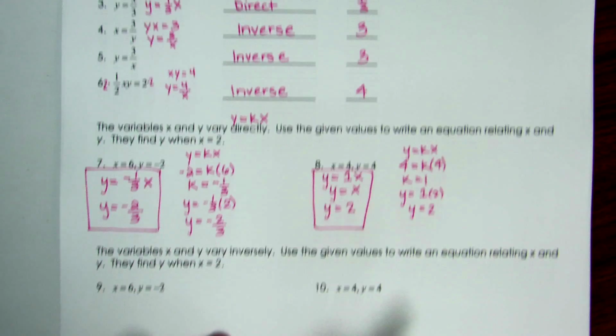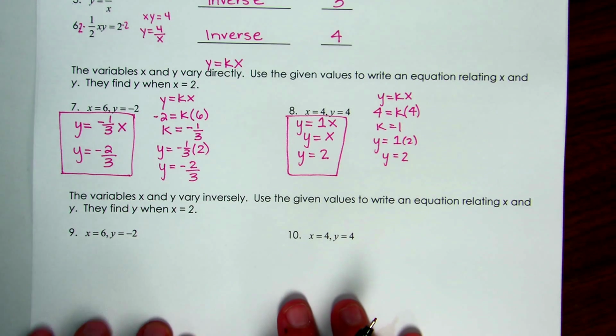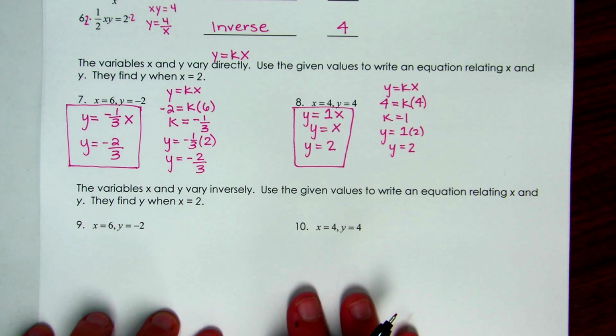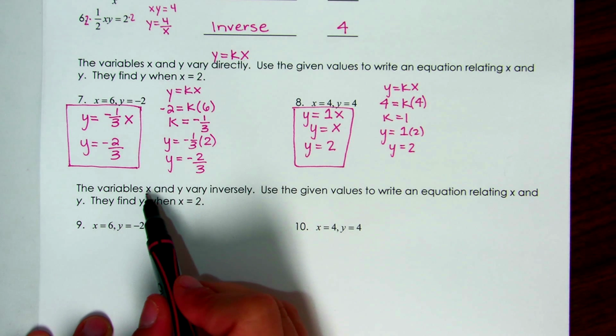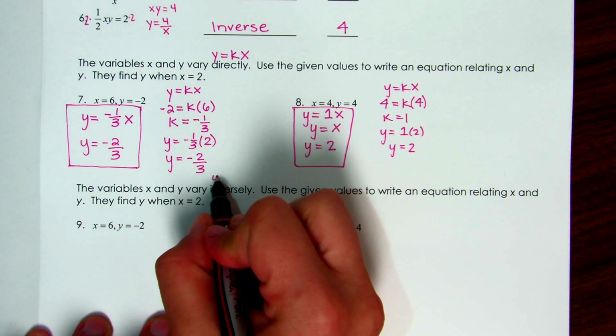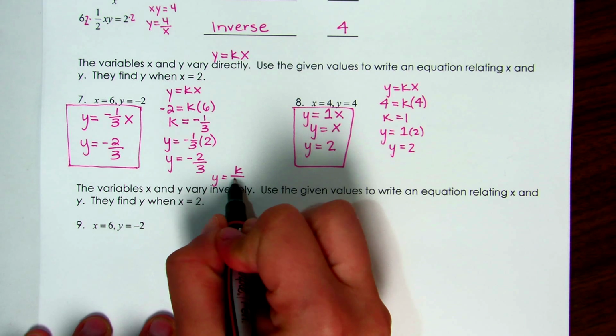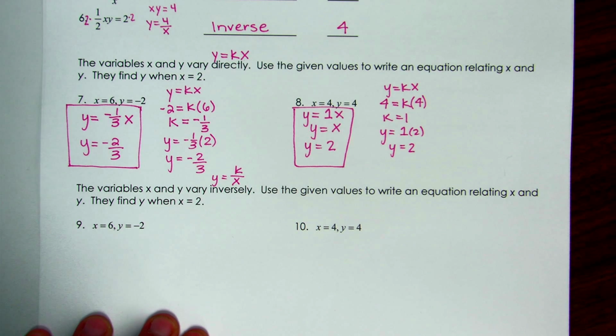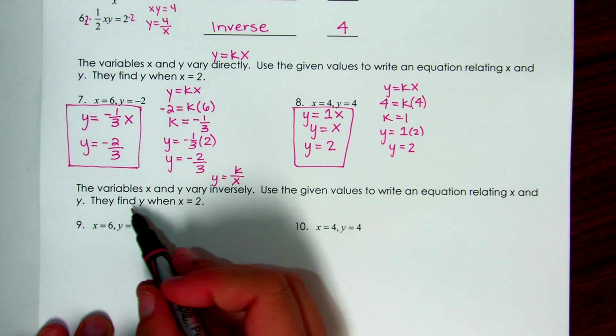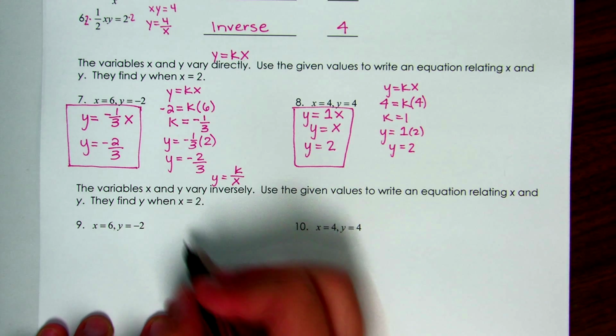For number 9 and number 10, same idea, except this time my variables x and y vary inversely. Y equals k over x. Use the given values to write an equation relating x and y. That's where I need to find k, and then find y when x is 2.